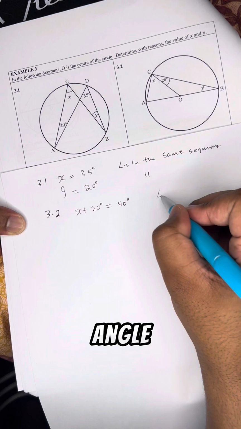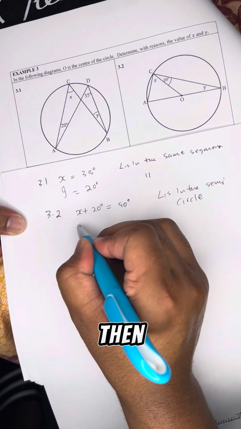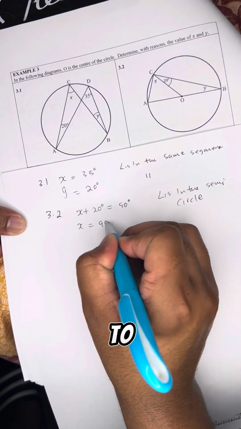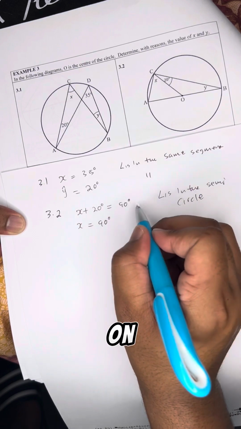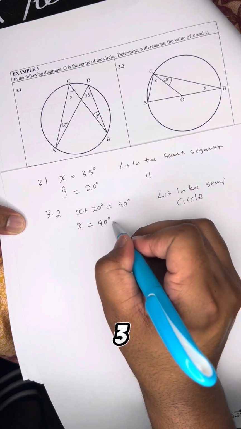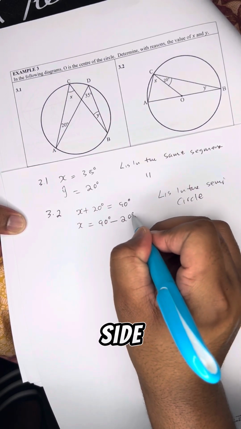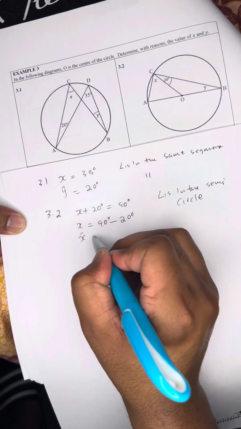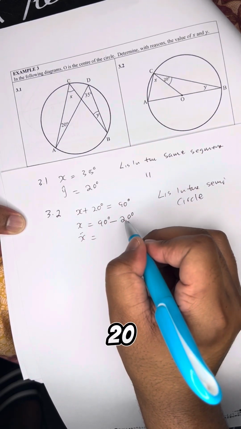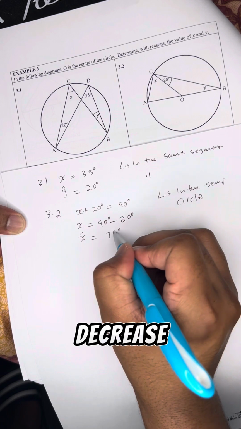Okay, so this is our angle. We can then say angle x plus 20 degrees equals 90 degrees. So we're going to take this 20 on the right hand side. It's positive, it's going to be negative this side. So x will be equal to 90 minus 20, which is 70 degrees.